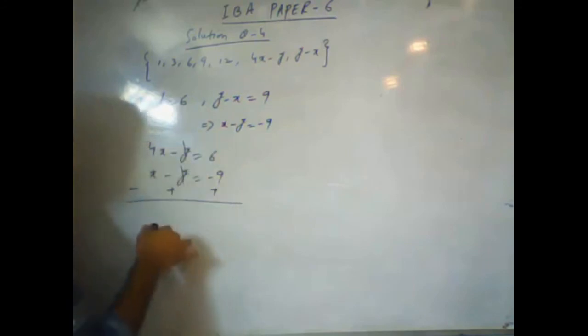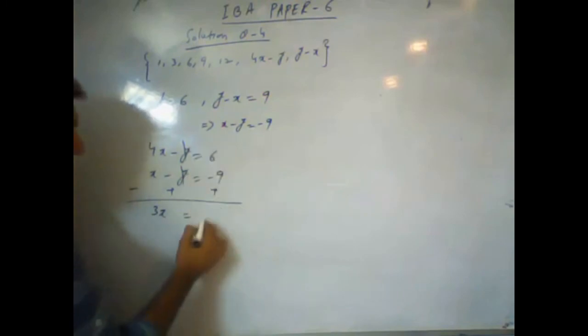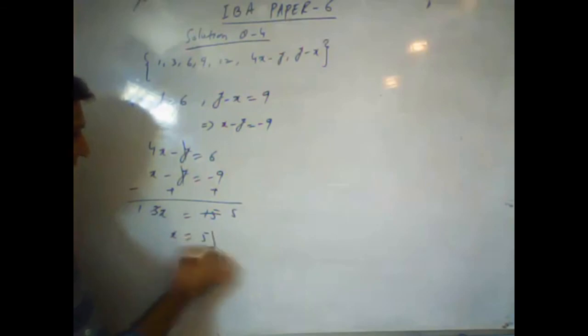Minus y and plus y cancel. 4x minus x is 3x, is equal to 9 plus 6, which is 15. 3 1s are 3, 3 5s are 15. X is equal to 5.